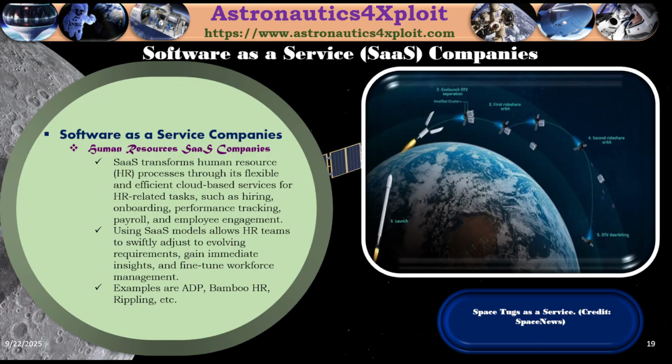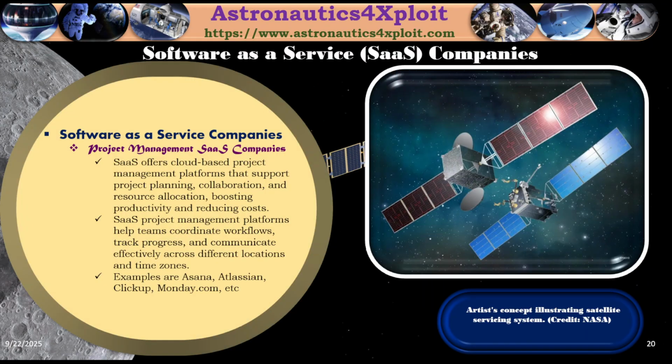Human resource SaaS companies. SaaS transforms human resource processes through its flexible and efficient cloud-based services for human resources-related tasks, such as hiring, onboarding, performance tracking, payroll, and employee engagement. Using SaaS models allows human resources teams to swiftly adjust to evolving requirements, gain immediate insights, and fine-tune workforce management. Examples are ADP, Bamboo Human Resources, Rippling, and a host of others. Space talks as a service is illustrated in this picture.